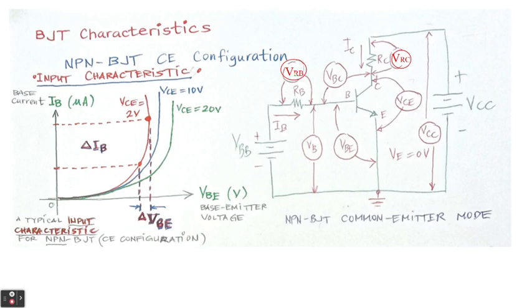Again, the voltages on the resistors can be calculated by multiplying each current. Like here, this is VRB, so the current here is IB. You can multiply it to RB and you will get VRB. On the other hand, for VRC, we can multiply IC to RC so that we can get VRC. Again, this is the NPN BJT common emitter mode.